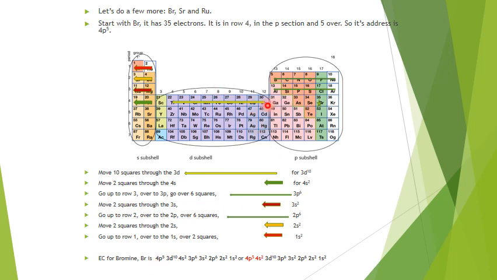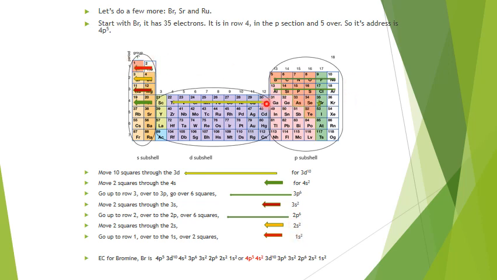Next you go through the 3d's, and you write down all the squares you go through, so you write down 3d10. Then you go through the 4s2, so you're done with all of row 4. Then you go up to row 3, go through the 3p6 and the 3s2. Then you go up to 2p6 and 2s2, row 2, and then row 1, 1s2.